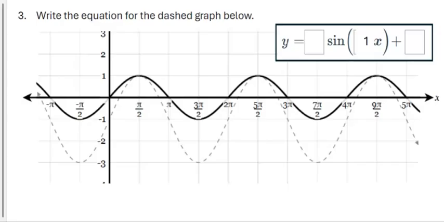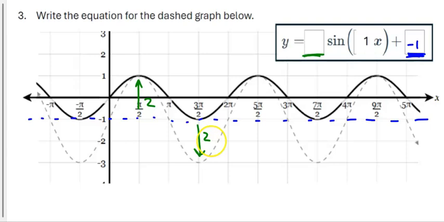In problem 3, the midline, so the value that cuts the dashed graph in half, the midline is at -1. Amplitude is how much we're going up and down from the midline, which happens to be again 2. This is a very popular answer here. And the B value again is 1.